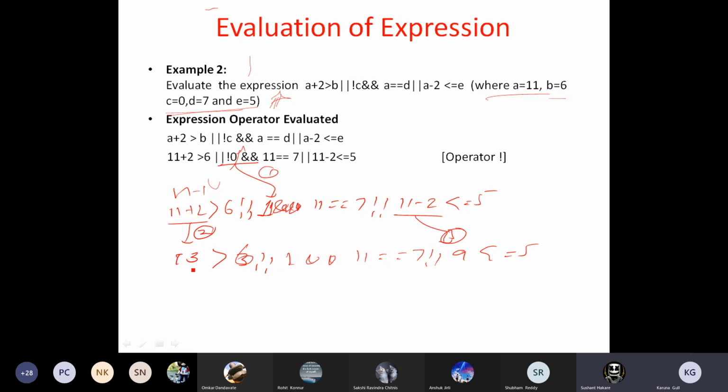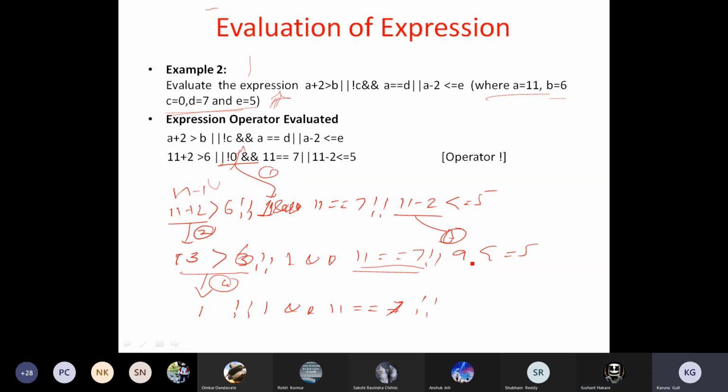Next, what is the operator that can be taken care of? Greater than. Yes. So 13 is greater than 6? Yes, ma'am. True. So or 1 ampersand ampersand 11 equal to 7. What is the priority for equal to? Lesser priority, no? Yes, ma'am. You have to remember that chart. I hope you remember that chart. According to that you are telling me the results, otherwise everything goes wrong. You have to be very careful.